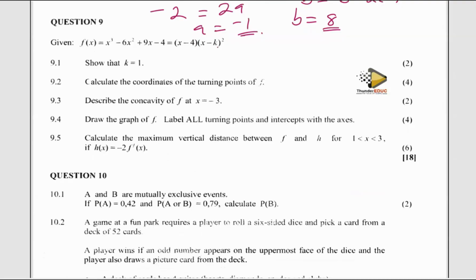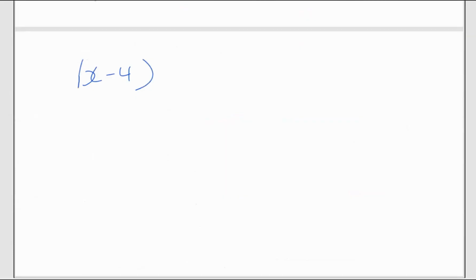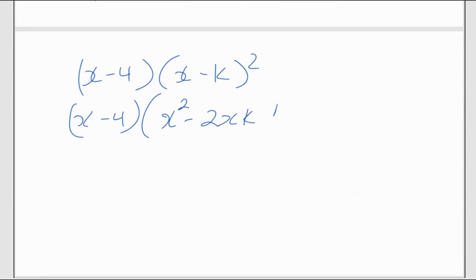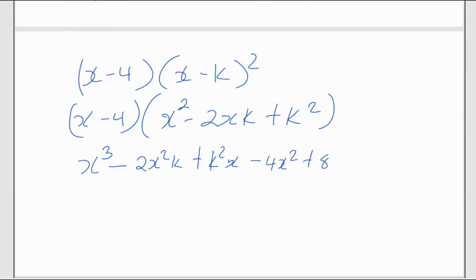So I would have something like x minus 4 into x minus k squared. So x minus 4, when I open this, I'll have x squared minus 2xk plus k squared. When I open this up further, okay, I'm going to have something like x cubed minus 2x squared k, and then this and that is going to be plus k squared x minus 4x squared plus 8xk, then minus 4k squared.